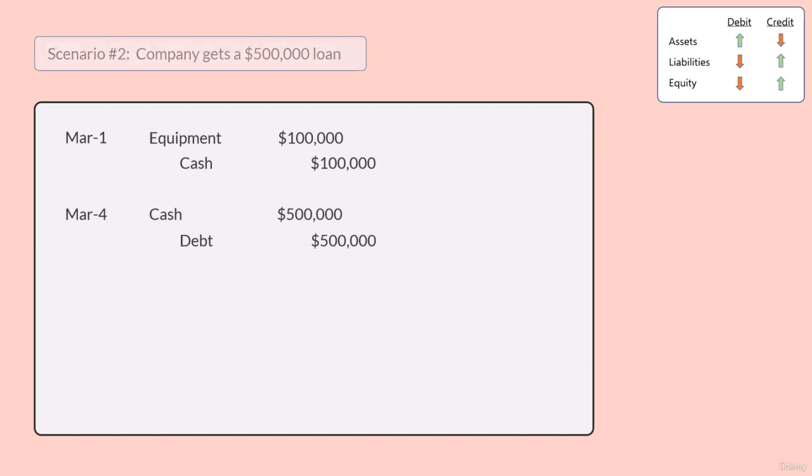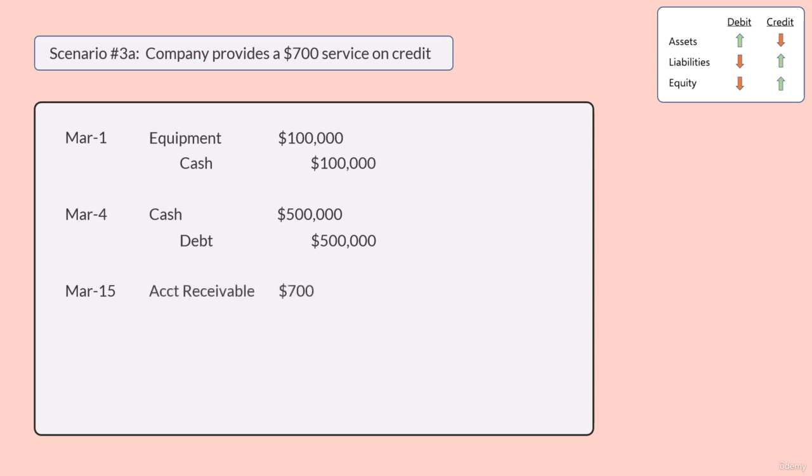The third scenario is a two-part financial transaction. In the first part of this transaction, the business provides a $700 service on credit. So what this means is that the customer doesn't actually need to pay cash on the spot for services. And in this scenario, the company completes the service on March 15th, and the customer has 15 days to pay. So the asset in this scenario is an account receivable, which is a business's right to be paid for services performed, and the offsetting credit is revenue, which is recorded at the time services are provided.